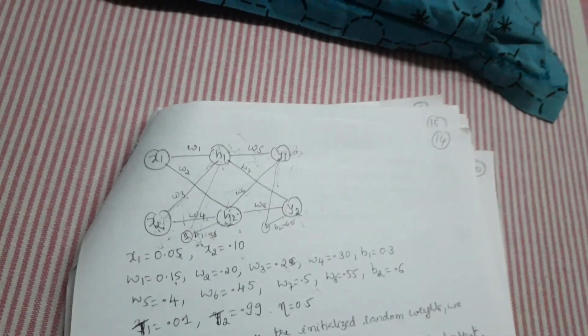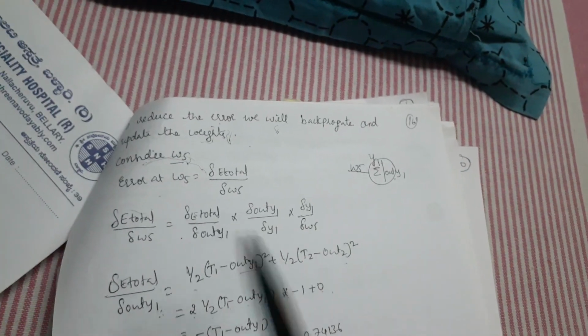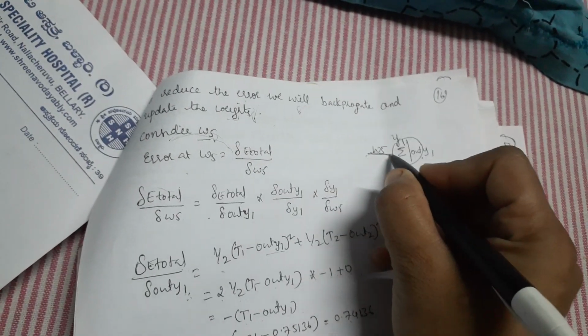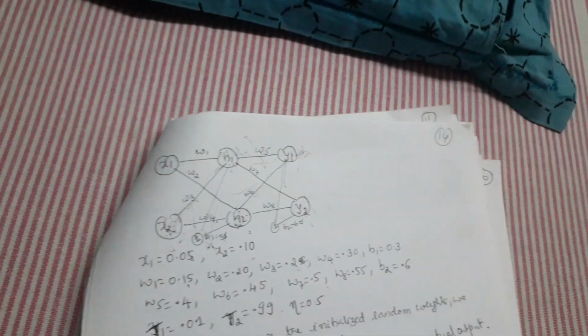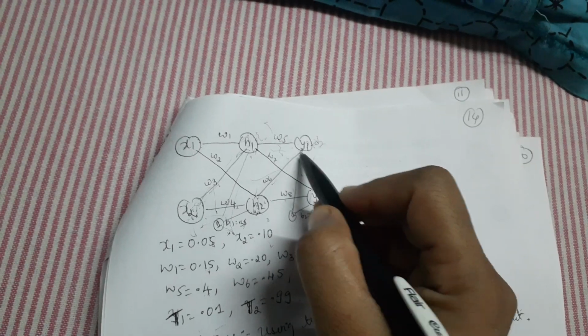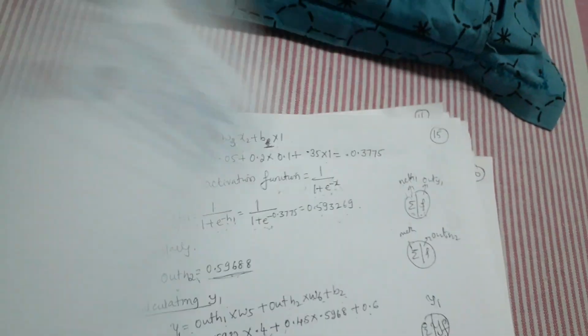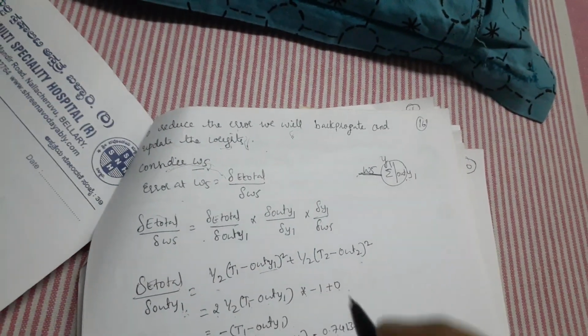If I want to update the weight W5, this is W5. Where does it occur, check it out. W5 is attached with respect to Y1 and H1. Yes or no?